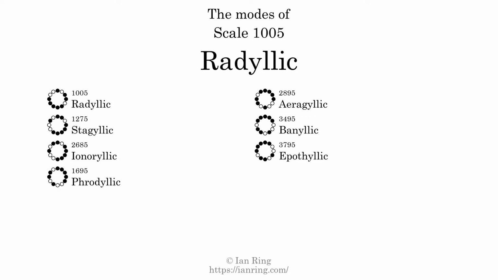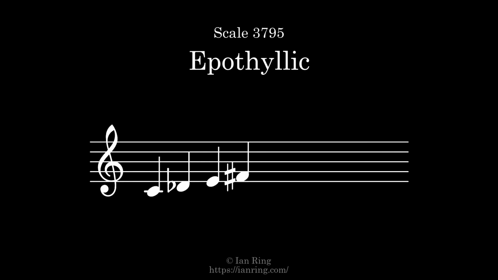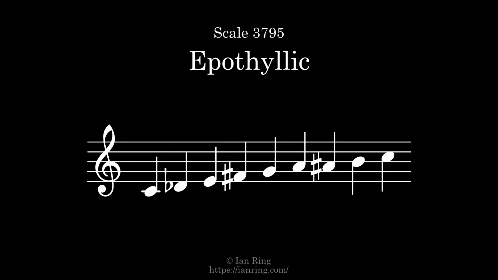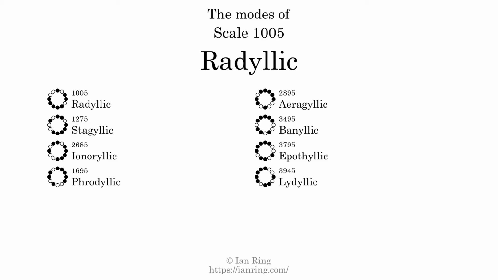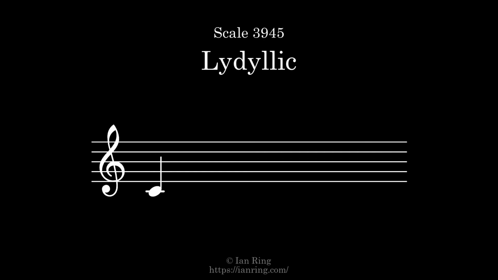The seventh mode is scale 3795, also known as Imperfections. It sounds like this. The eighth and last mode is scale 3945, also known as Radyllic. It sounds like this.